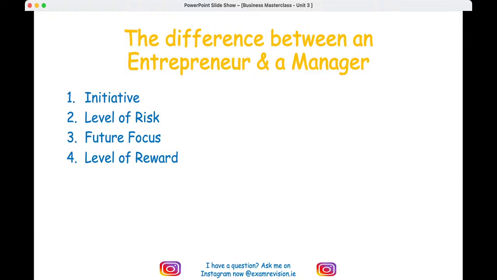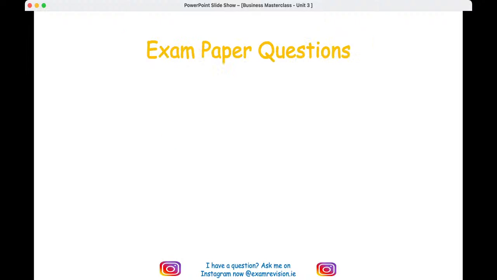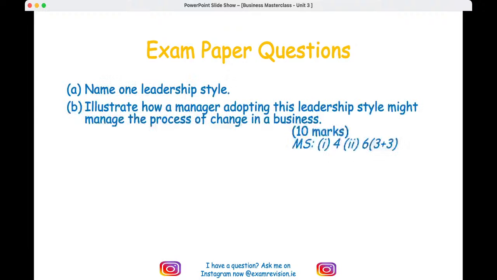Okay. Right. So I'm going to look at some exam questions, and I'm going to show you how I use the exam technique. I spoke earlier about using the C approach, the state, explain, example, and how it works for most questions. Now I'm going to show you this in reality, based on what we've just covered today. This question came up a number of years ago. So name one leadership style, and then part B, illustrate how a manager adopting a leadership style might manage the process of change in a business.